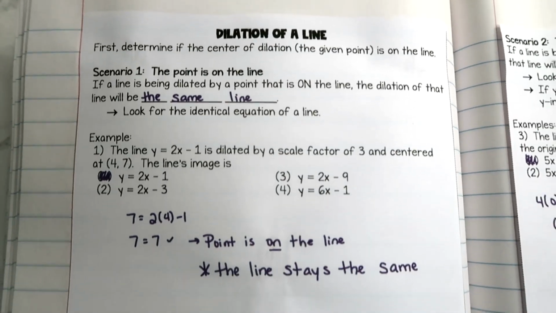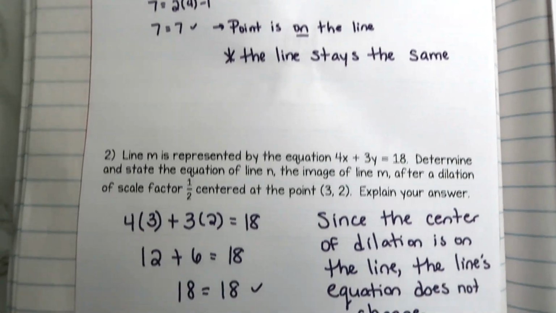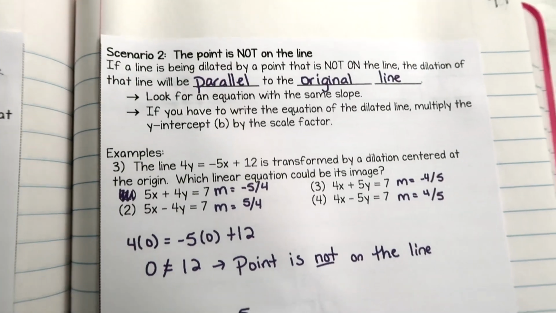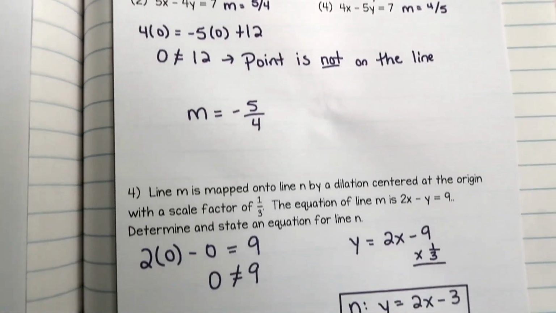So I give them notes that are on 2 pages, and the first page is if the point or the center of dilation is on the line, this is what we do. The line stays the same. And then on the second page, it's what happens when that center of dilation is not on the line. So we have a few examples there. These are just so heavily based on state exam questions.